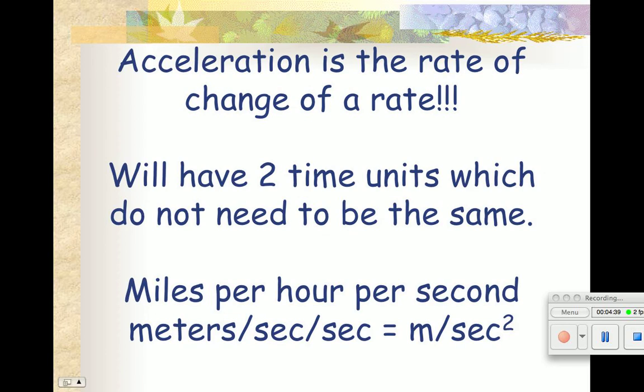So acceleration is a rate of change of rate. So you will have 2 units, and as we said, they need not be the same, miles per hour per second. If we do have 2 time units that are the same, we can square them. So if I have meters per second per second, I can call that meters per second squared.